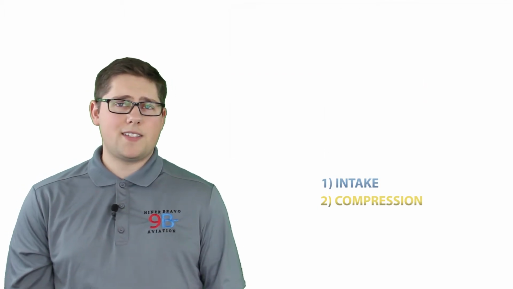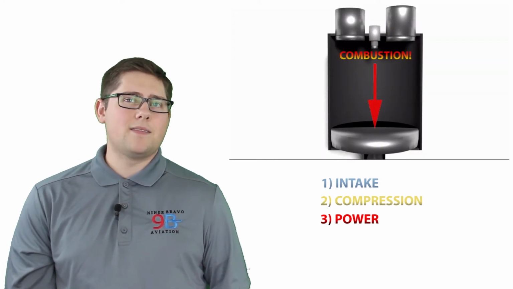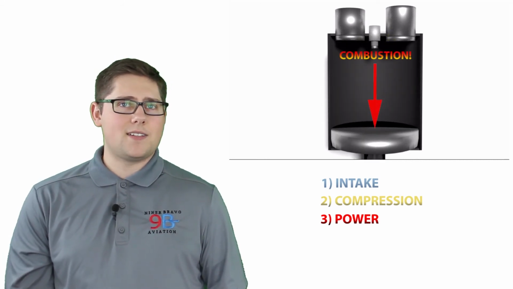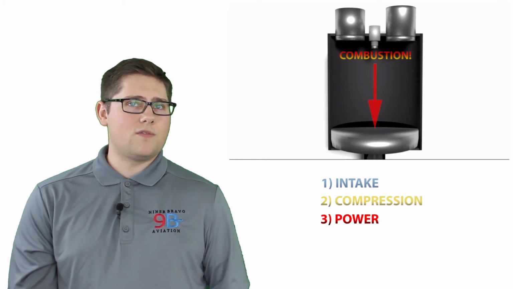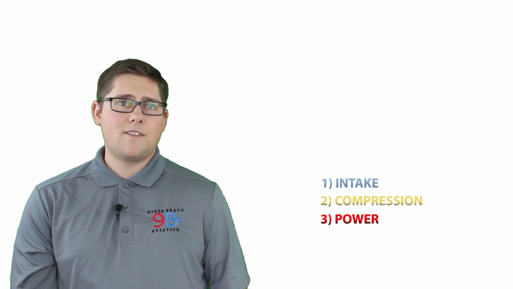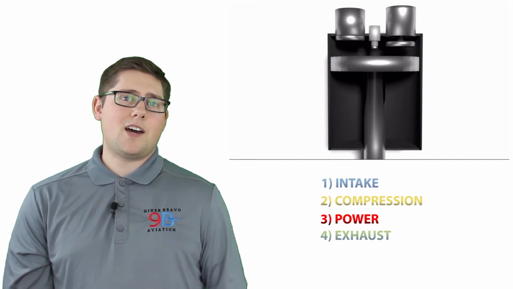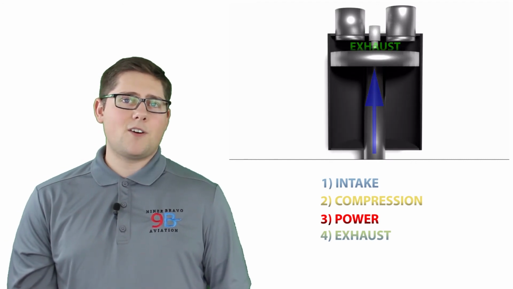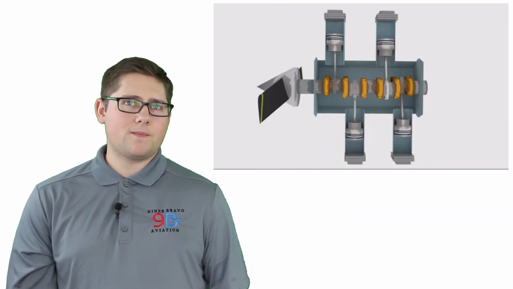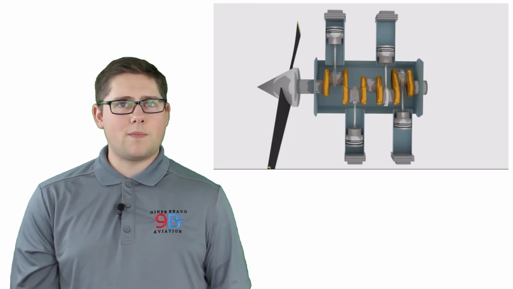The third stroke is the power stroke. During the power stroke, the fuel-air mixture is ignited. When this happens, the gases inside the cylinder expand, forcing the piston down. As the piston moves down, it moves the crankshaft, powering the propeller. The final stroke is the exhaust stroke. As the piston is again forced upward by the crankshaft, the exhaust valve opens and the exhaust gases leave the engine. In order to keep the engine running, each cylinder is performing a different stroke, but one cylinder is always performing the power stroke.